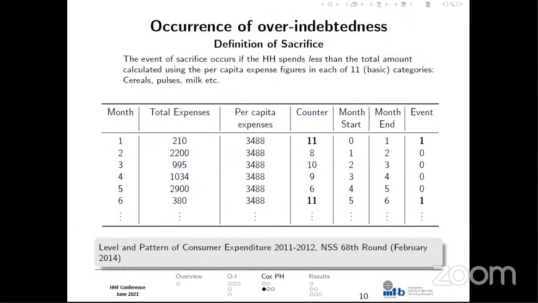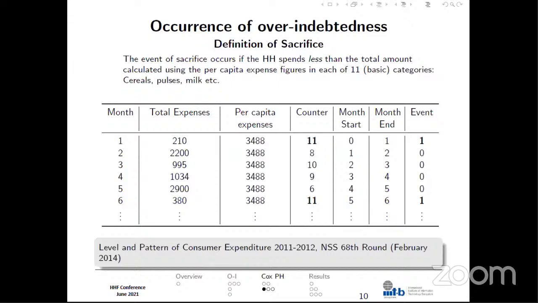So let's begin with the first definition of over-indebtedness and sacrifice. How are we actually measuring this? As you can see from the table here, we have data every month, and again, as I told you, the diaries is a very rich data set. It tells us how much a household spent on categories such as milk, pulses, cereals, vegetables, non-vegetarian food, fruits, and so on. Now this is a subjective assumption that we make: if a household spends less than what is expected in the per capita expense in these basic categories. Here we have taken about 11 categories. So if a household sacrifices in each of these 11 categories, then we say that it is over indebted.